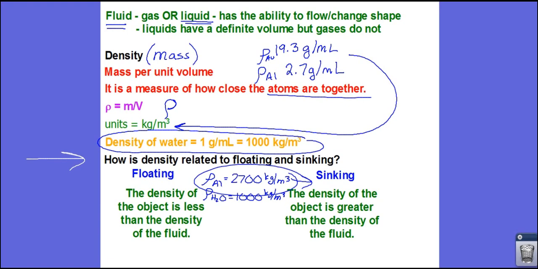However, if I take this same aluminum with a density of 2,700 kilograms per cubic meter, and instead I stick it into mercury, which has a density that's bigger than 2,700, then it would float.